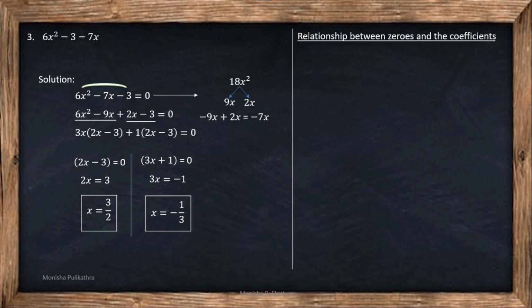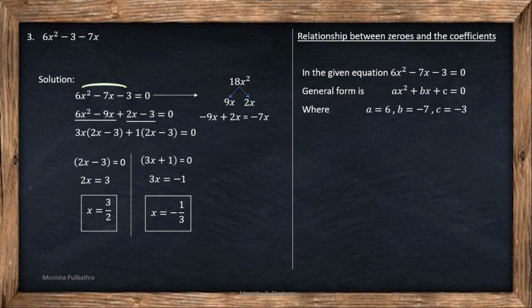Next, going to relationship between zeros and the coefficients. The given equation is 6x square minus 7x minus 3 is equal to 0. The first thing we need to do is compare it with the general form of quadratic equation, that is ax square plus bx plus c. When we compare it, we will get the values for a, b and c. So here the value for a is 6, b is minus 7, c is minus 3.